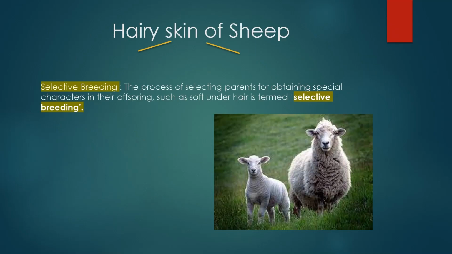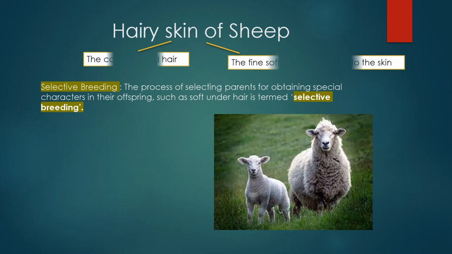Now we will talk about the hairy skin of sheep. What types of hair do we find on a sheep's skin? We find two types of hair: the coarse beard hair and the fine soft hair, the under hair close to the skin. The hair near the skin is much softer.